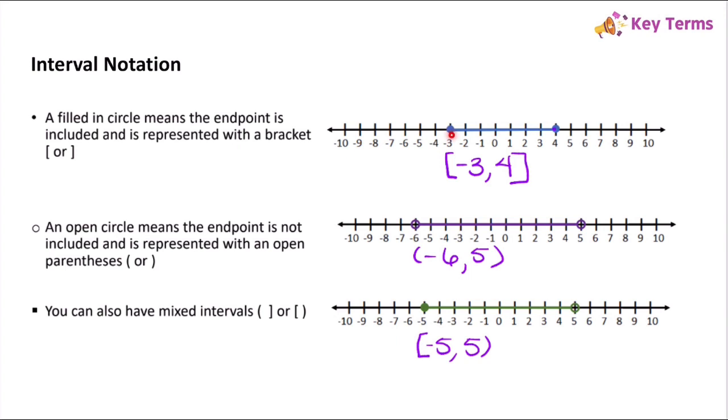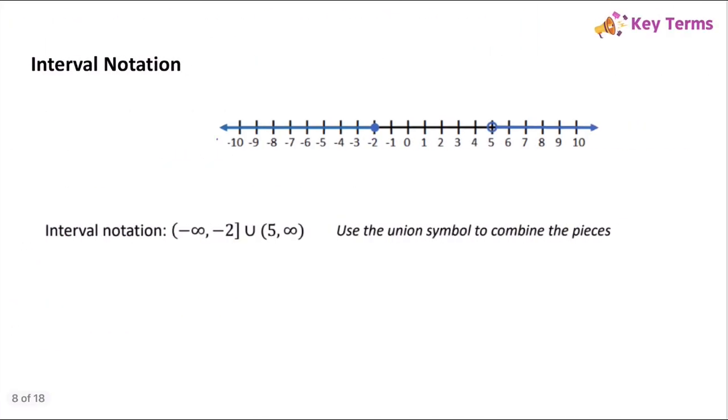Remember, if our endpoints are filled in circles, we use the square bracket with those endpoints. If our endpoints are not included with open circles, we use open parentheses. You can also have mixed intervals, like a square bracket and an open parenthesis. Also, remember that in interval notation, if we have 2 separate pieces that are not all connected, we need to use the union symbol to combine the pieces.